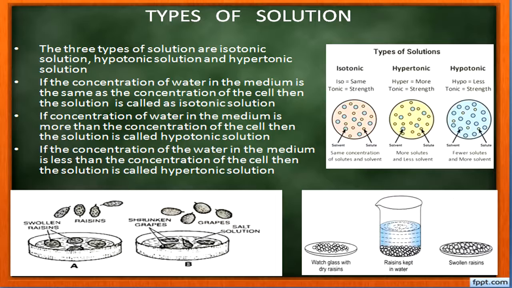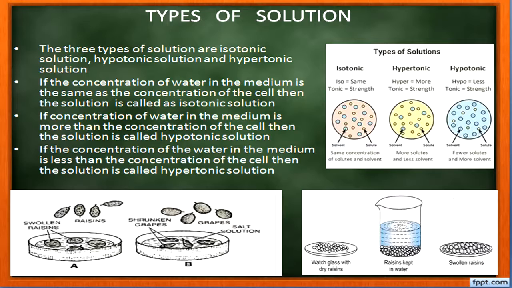So now let us see what happens if a cell is going to be placed in isotonic solution. So in this isotonic solution, what happens? The amount of water present inside the cell will be the same as the amount of water which is present in the solution. Then what will happen?